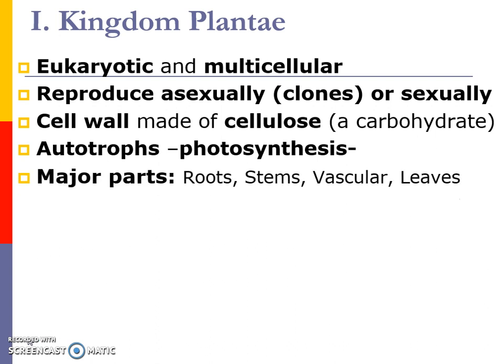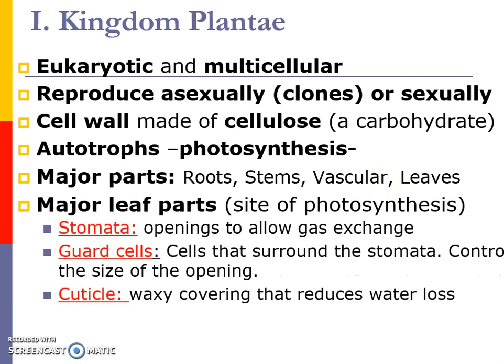They have lots of major parts, things that we might have heard of, like roots and stems and leaves. Vascular tissue is like the equivalent of the plant's bloodstream, but because they don't have blood, a lot of times it's just water and sugar that are moving up and down the plant. In their leaf, there are a couple major parts that sometimes we need to know. The stomata, or stoma, is the opening that allows CO2 and oxygen to go in and out.